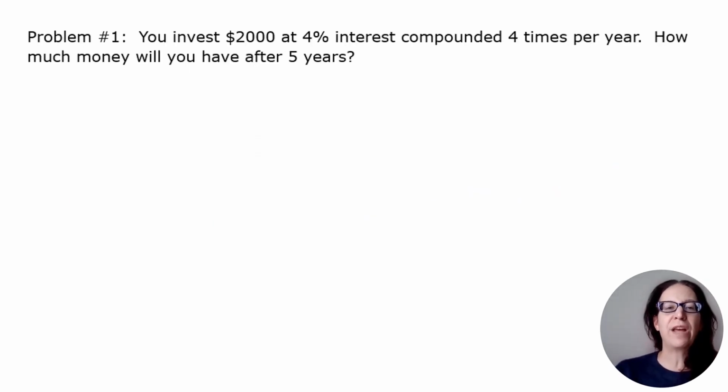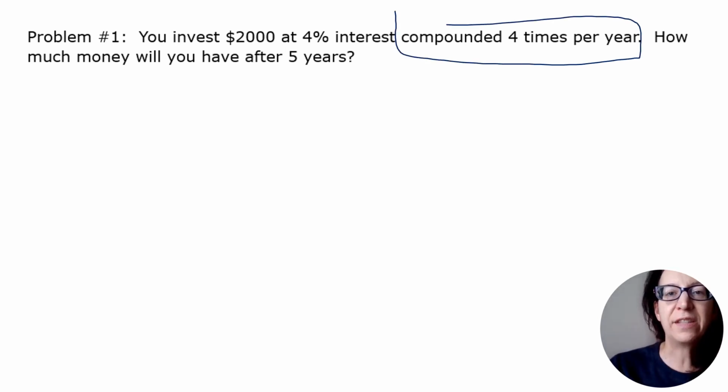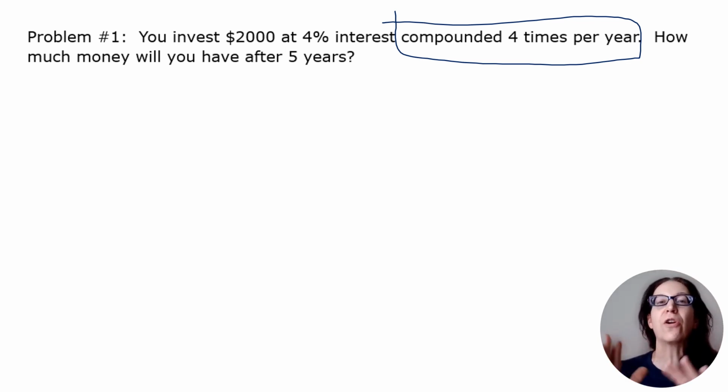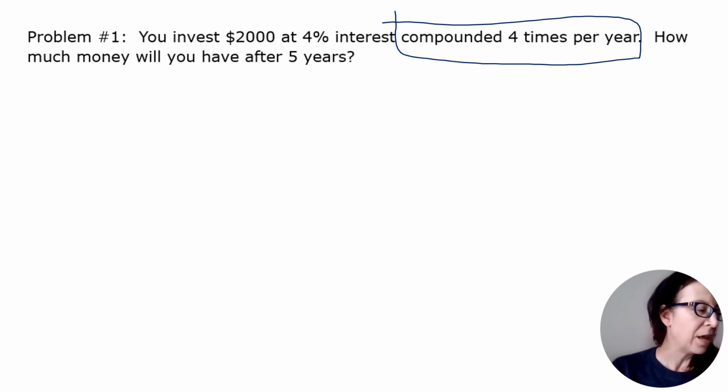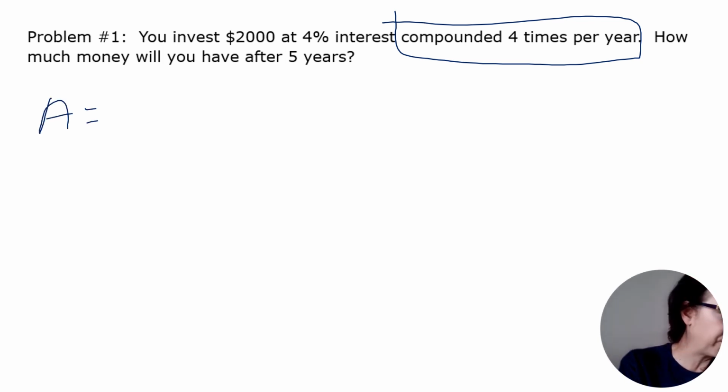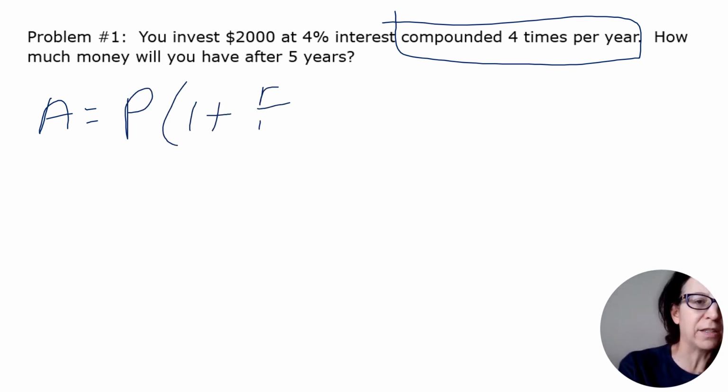So here's a problem. You invest $2,000 at 4% interest compounded 4 times per year. How much money will you have after 5 years? So this, because you're told it is compounded 4 times per year, is not compounded continuously, meaning that 4 times per year, your bank is going to add this number in. So that means you are using this formula here. Now, if you're going to use the other formula, it will say in the problem, compounded continuously.